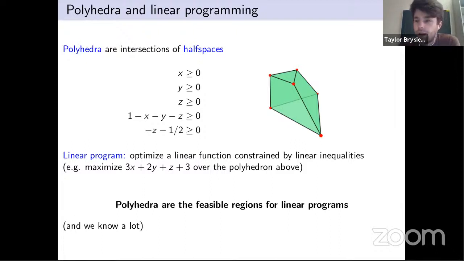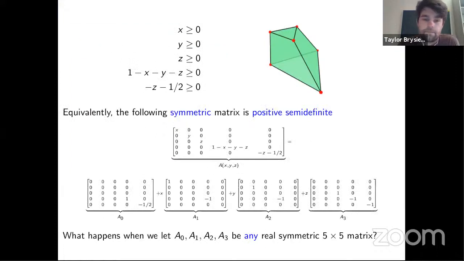On the next slide, I'm going to write the same thing as I did on this slide, but in a funny way. Here again, I have my linear inequalities. And on the right, I have the geometry corresponding to those inequalities, this polyhedron. Instead of describing it via these linear inequalities, I'm going to describe it by asking that a particular matrix is positive semidefinite. A matrix is positive semidefinite when all of its eigenvalues are non-negative.